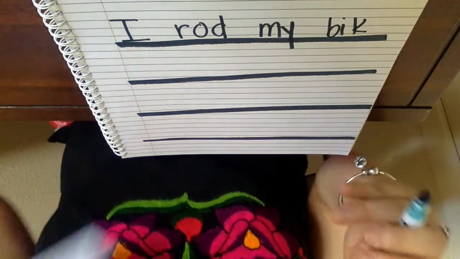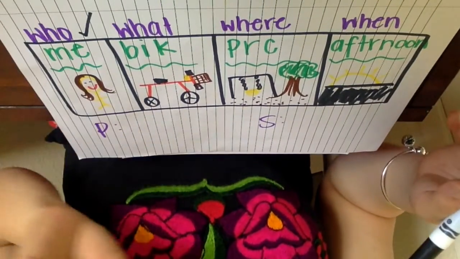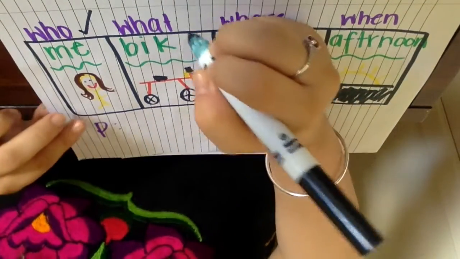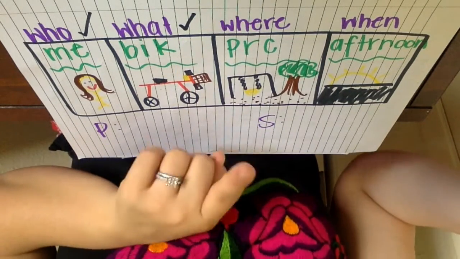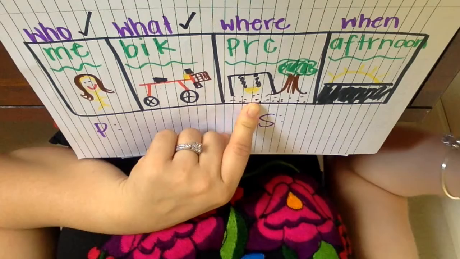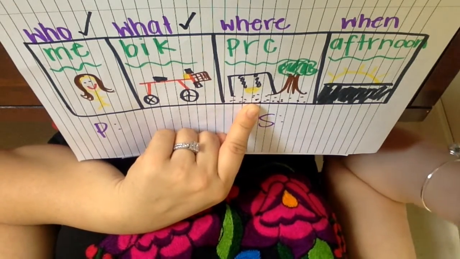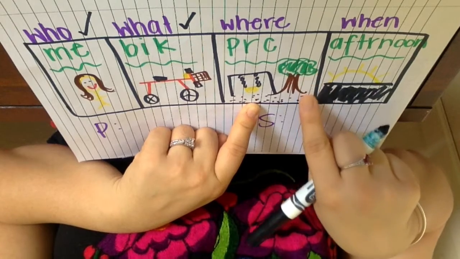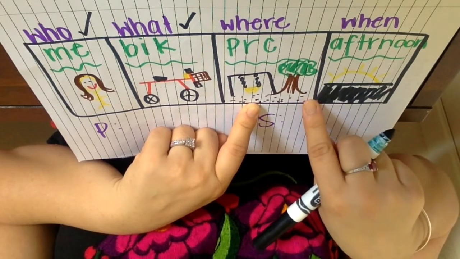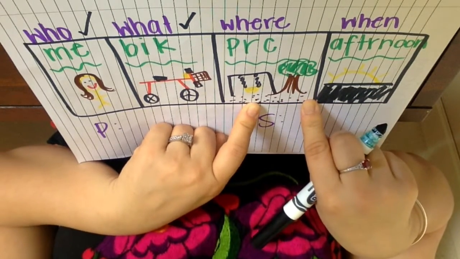Now we're going to look back on our next square. Oh, we should give this one a check mark because we finished that part. I'm going to go into my next square, and there it is, my where. So where did I ride my bike? Do you guys remember by my word and picture? Yeah, I rode my bike at the park.